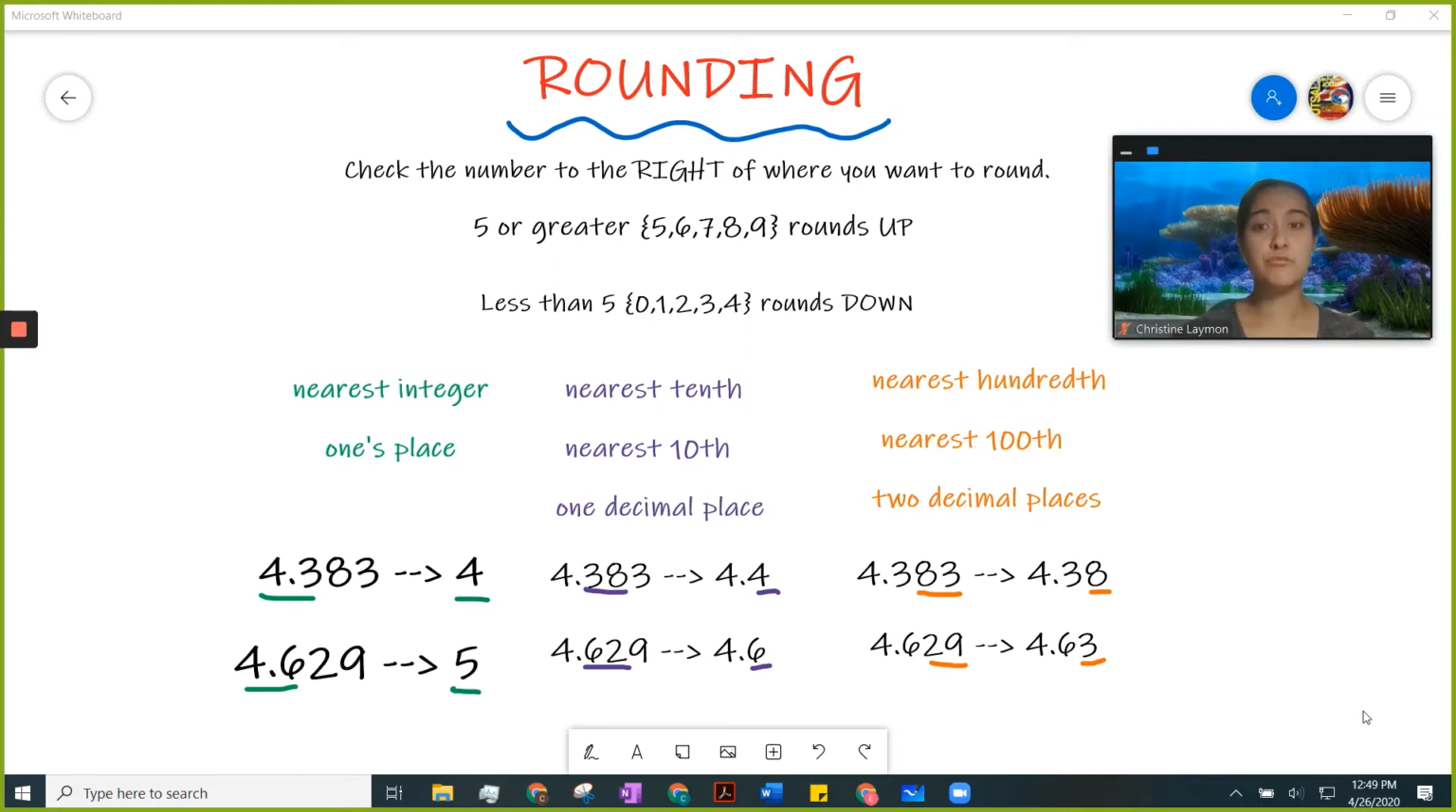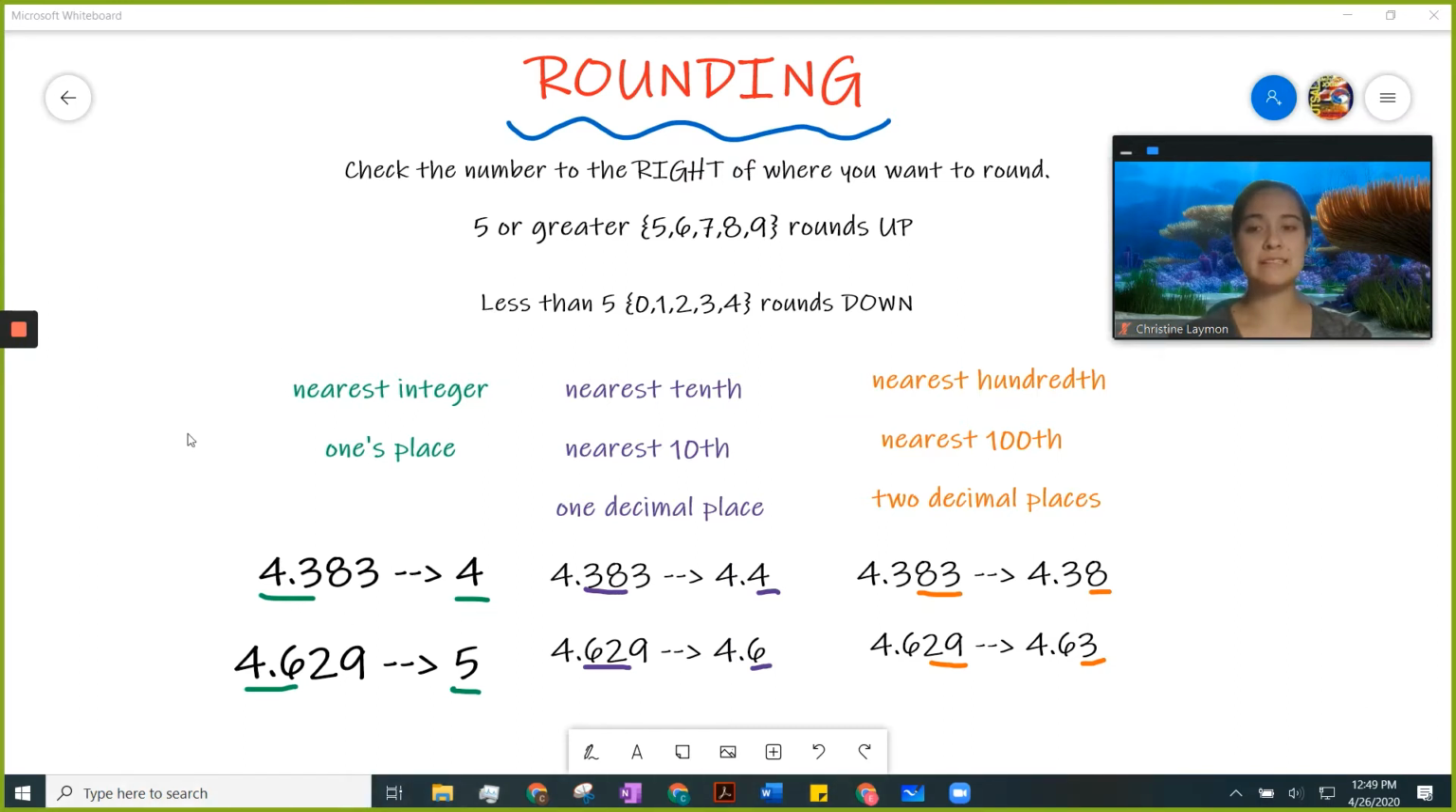When you're rounding, you're going to check the number to the right of where you want to round. If that number on the right is 5 or greater, so that's 5, 6, 7, 8, or 9, the number on the left of it will round up. If that number on the right is less than 5, so think of 0, 1, 2, 3, 4, it basically rounds down and stays that same number on the left. And I have a couple examples.